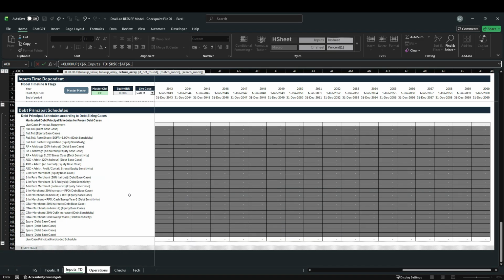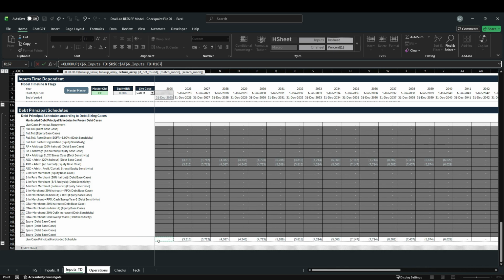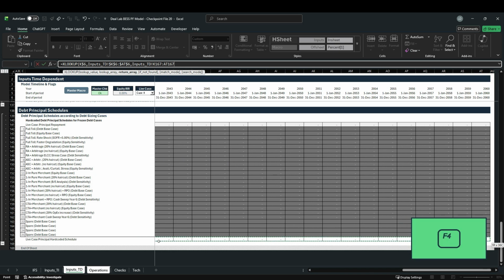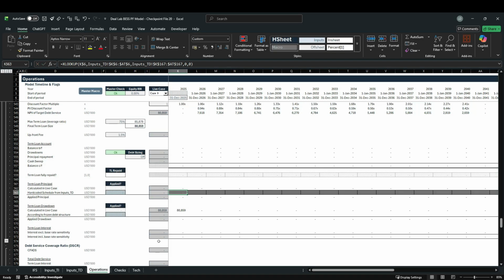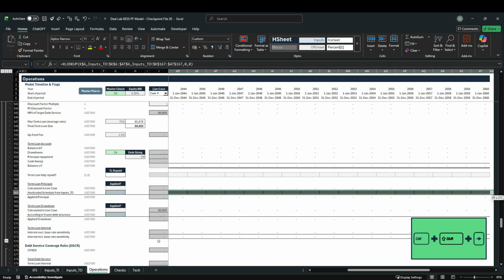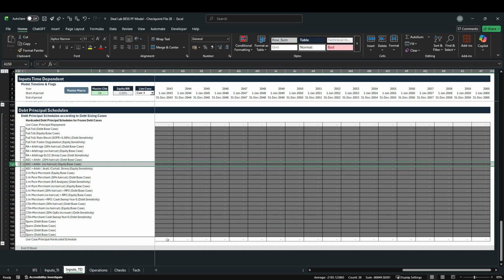now this is important, we will select our live case principal hard-coded schedule in row 167. Hit F4 once, and if not found, we want a 0, and match mode should be exact, so another 0, close parentheses, hit enter. Let's drag this over, Control R, and there we go. We now get our hard-coded schedule from our inputs time dependent sheet.